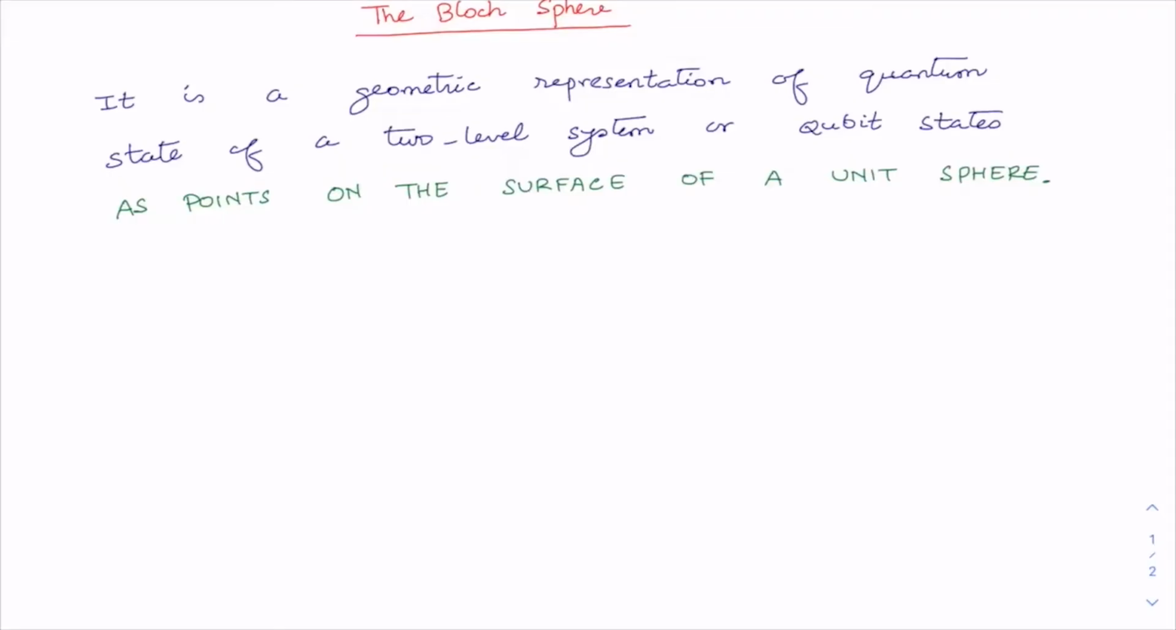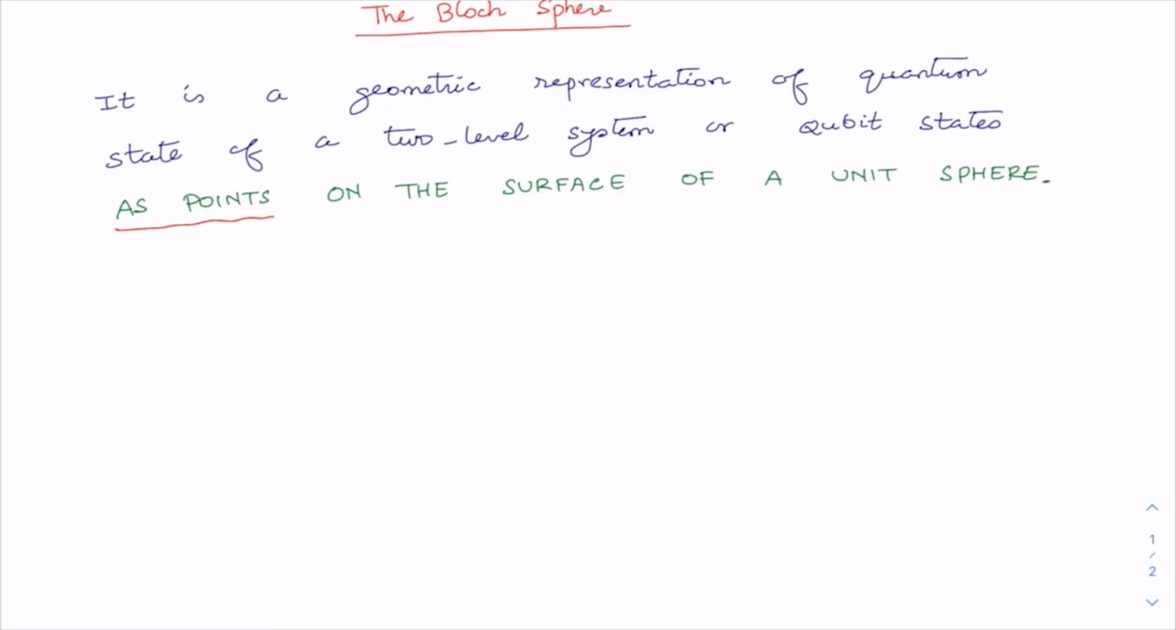In this supplementary lecture, I'm going to talk about the Bloch sphere. The Bloch sphere is a geometrical representation of the quantum state of a two-level system, or qubit states, as points on the surface of a unit sphere. This representation is particularly useful for quantum information science.